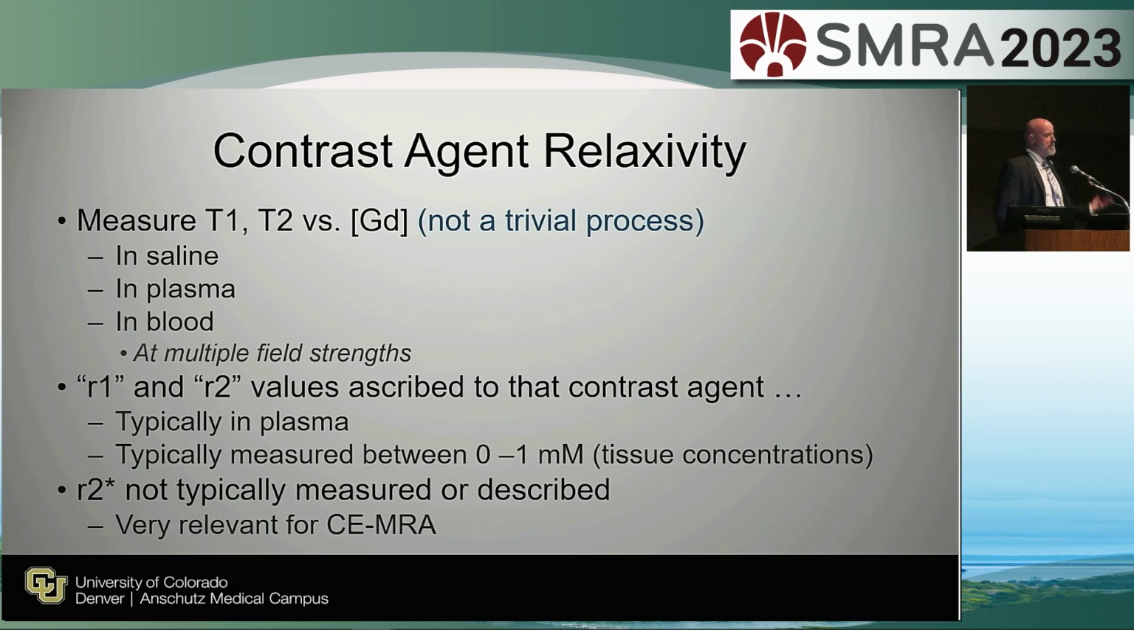So how we go about measuring these relaxivities is a little bit tricky, and there's a lot of investigators that have done this. It's done in saline, it's done in plasma, it's done in blood, and that's something I've done a lot with. It's done at multiple field strengths, and then the vendors will come up with a little R1 and a little R2 value that they put in their package inserts to tell you something about how that contrast agent behaves. It's important to note that typically these values are given in plasma, and they're typically measured at a relatively low concentration, between about 0 and 1 millimolar, which is kind of the tissue concentration you're going to see. It's not the blood concentration you're going to see.